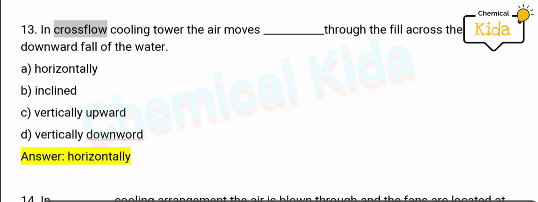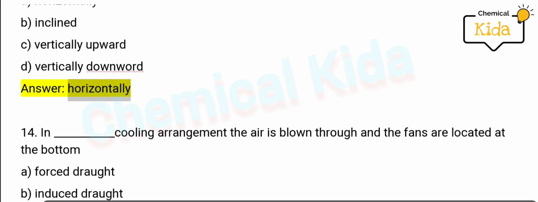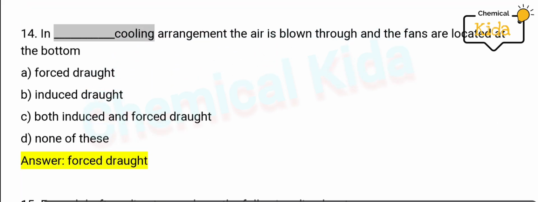13. In cross-flow cooling tower, the air moves ___ through the fill across the downward fall of the water. A. Horizontally. B. Inclined. C. Vertically upward. D. Vertically downward. Answer: horizontally. 14. In ___ cooling arrangement, the air is blown through and the fans are located at the bottom.